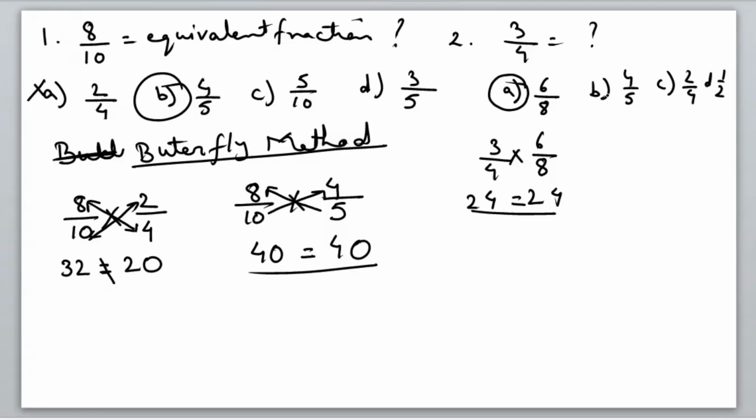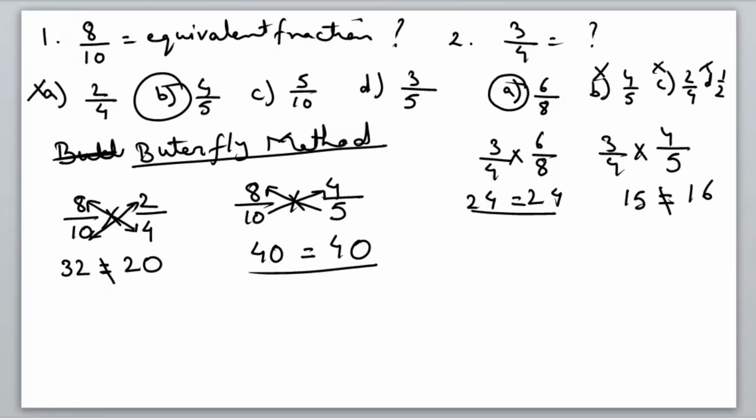Or, if you want to first choose B to see if B is equivalent to 3 by 4 or not, 3 by 4 times 4 by 5. 3 times 5 will be 15. 4 times 4 will be 16. It means 15 and 16 are not equal. This means these options are wrong, because here we already got our answer, that is option A. It means 6 by 8 is equivalent to 3 by 4.